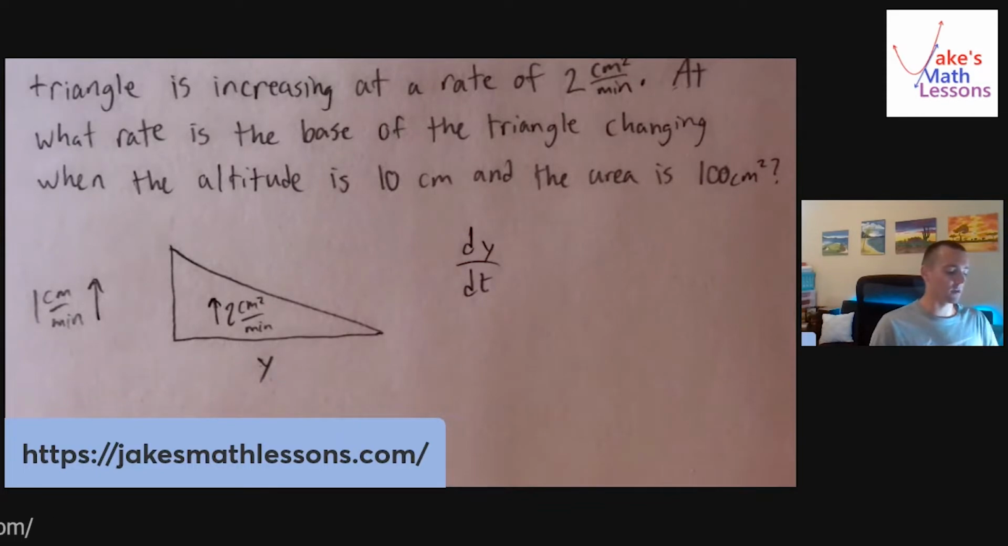The other thing we want to think about is what pieces of this triangle, or what measurements in our drawing, has the question actually given us some information about.